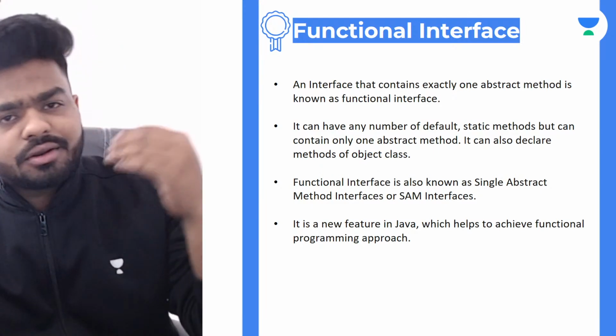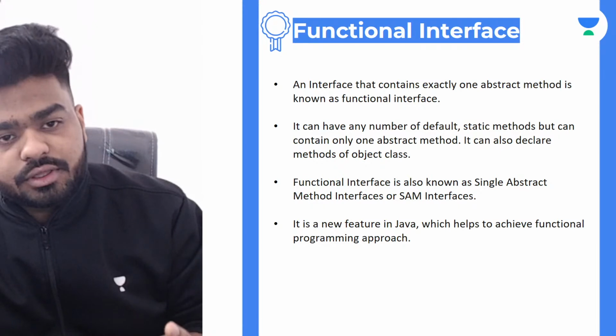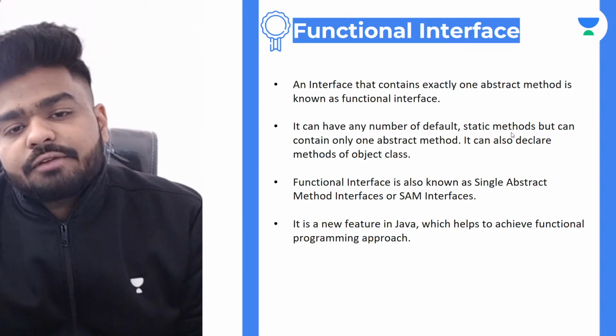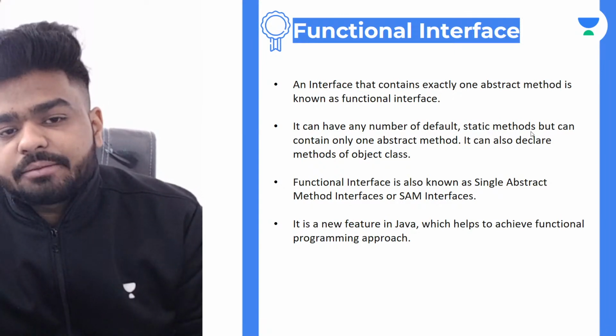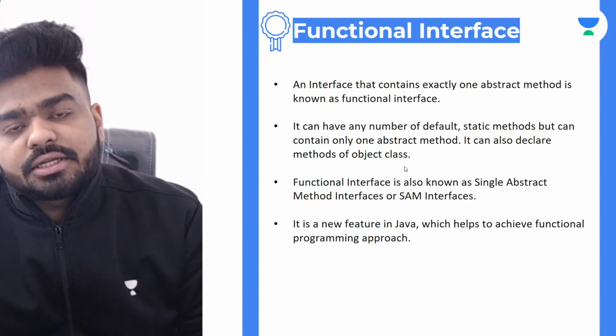Okay. We do not write "function interface". We just say that that particular interface is a function interface. Okay. Let's try to see why we call it a function interface. So it can have any number of default and static methods, but can only contain one abstract method. It can also declare methods of the Object class.